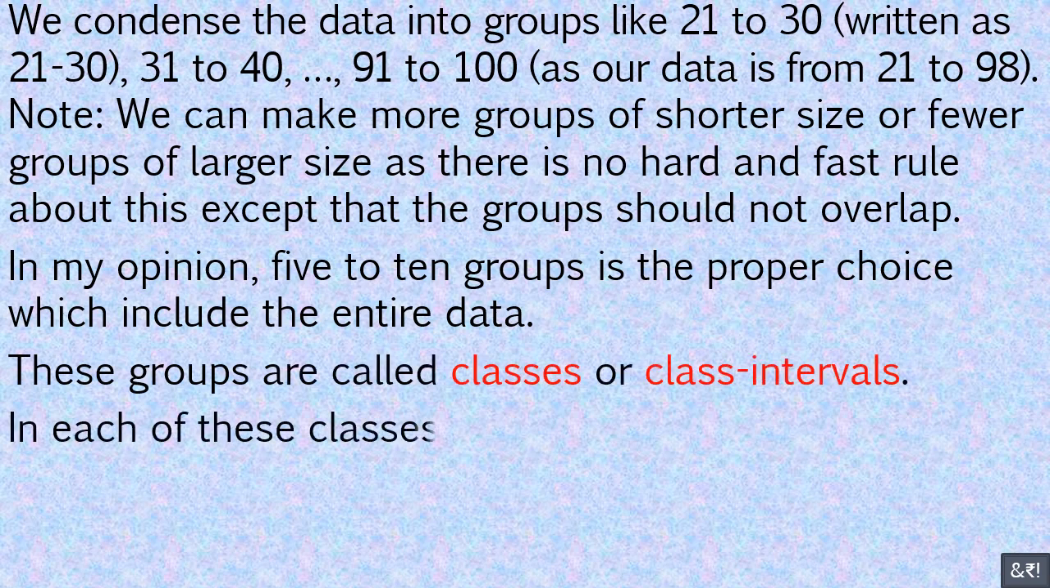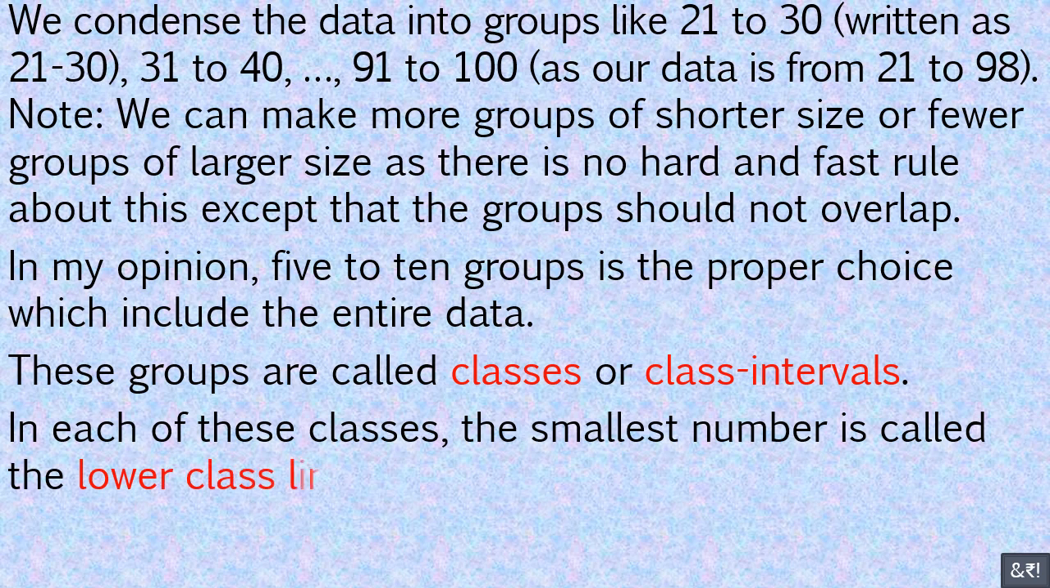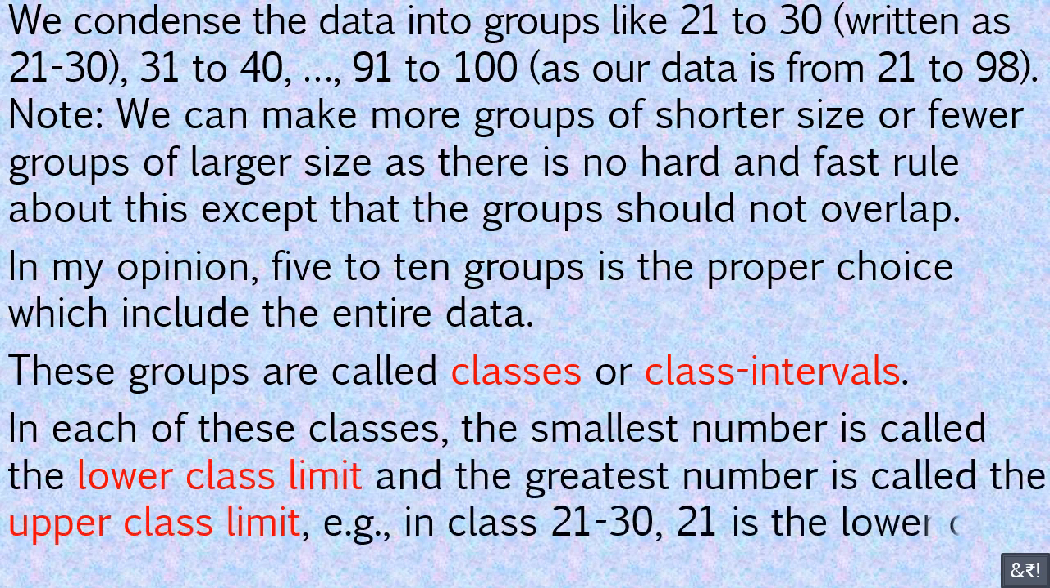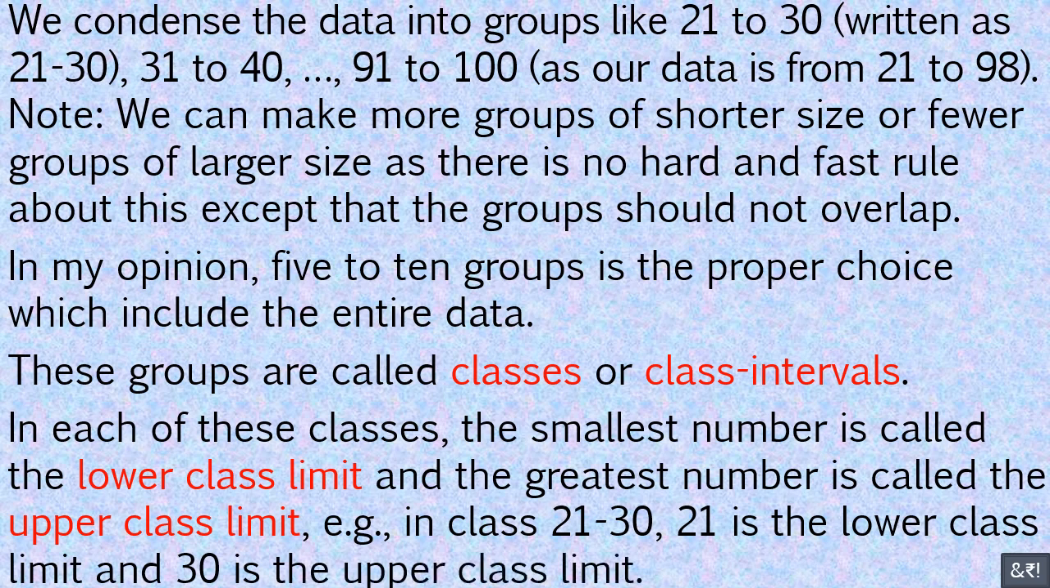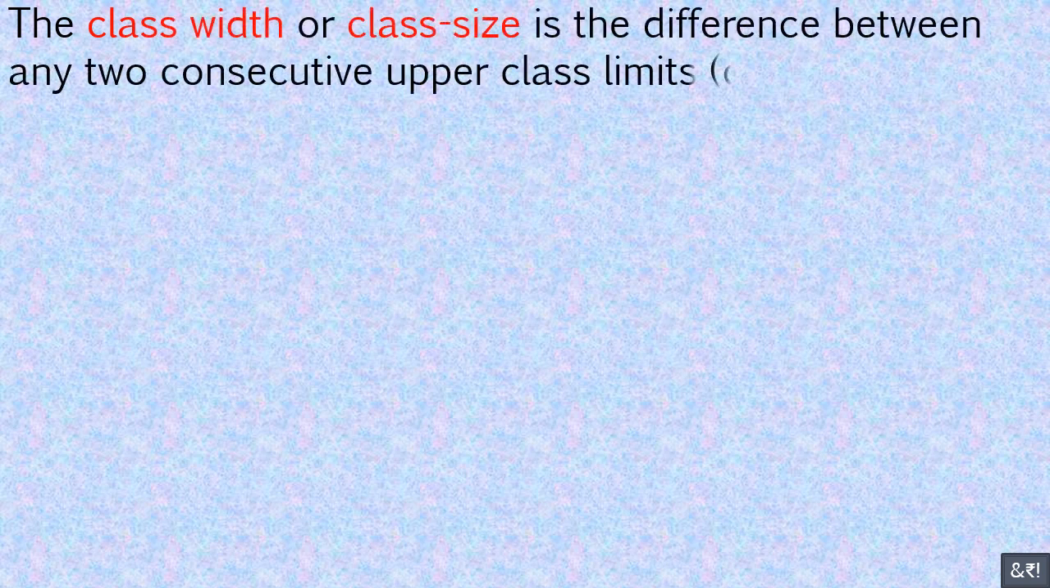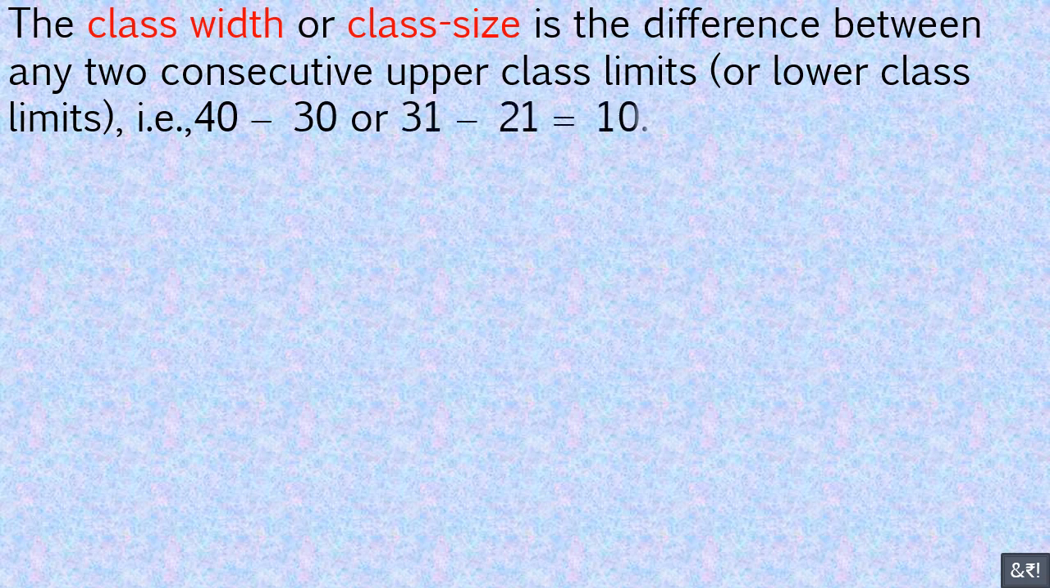In each of these classes, the smallest number is called the lower class limit and the greatest number is called the upper class limit. For example, in class 21-30, 21 is the lower class limit and 30 is the upper class limit. The class width or class size is the difference between any 2 consecutive upper class limits, or lower class limits. That is, 40 minus 30 or 31 minus 21 equals 10.